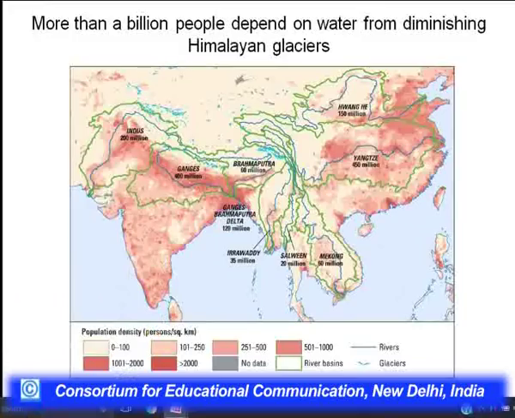Now you can see more than 1 billion people depend on water from diminishing Himalayan glaciers. So any changing nature of glaciers can influence the water availability in the low-lying areas. Now you can see here the population density in the Himalayan region, and particularly I would like to mention the Brahmaputra plain, Ganga and Indus.